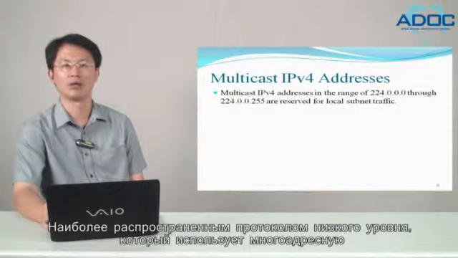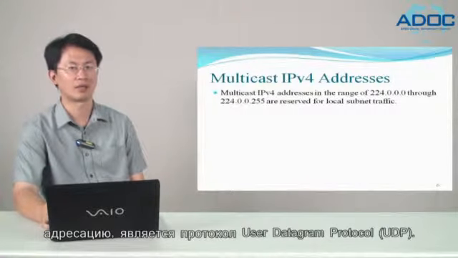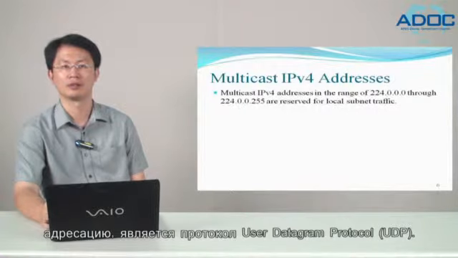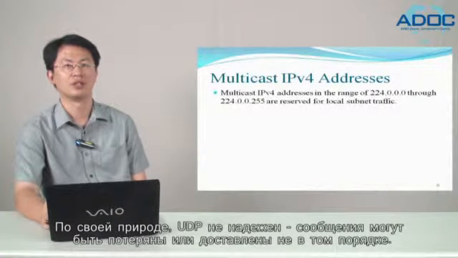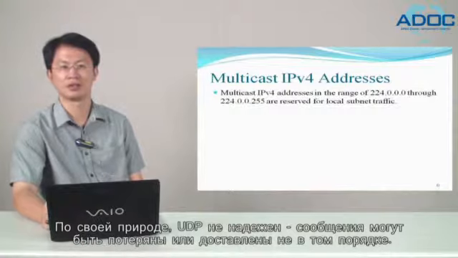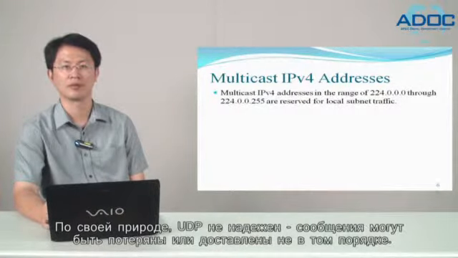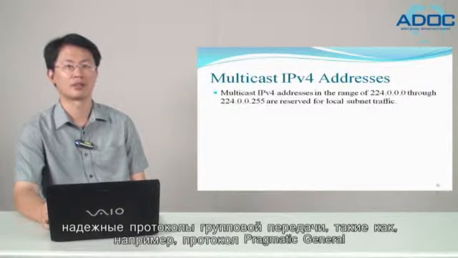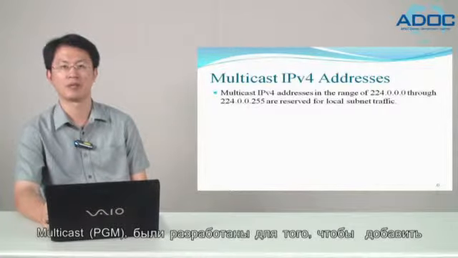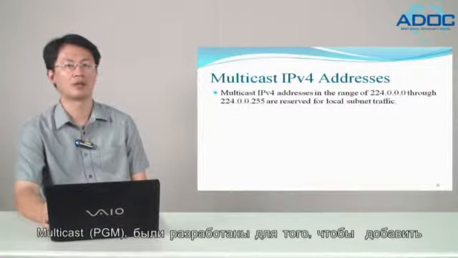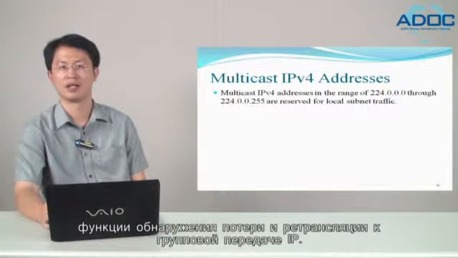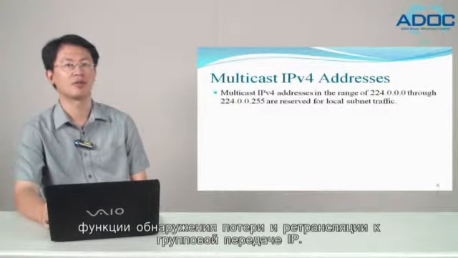The most common low-level protocol to use multicast addressing is User Datagram Protocol, UDP. By its nature, UDP is not reliable. Messages may be lost or delivered out of order. Reliable multicast protocols, such as Pragmatic General Multicast, PGM, have been developed to add loss detection and retransmission on top of IP multicast.